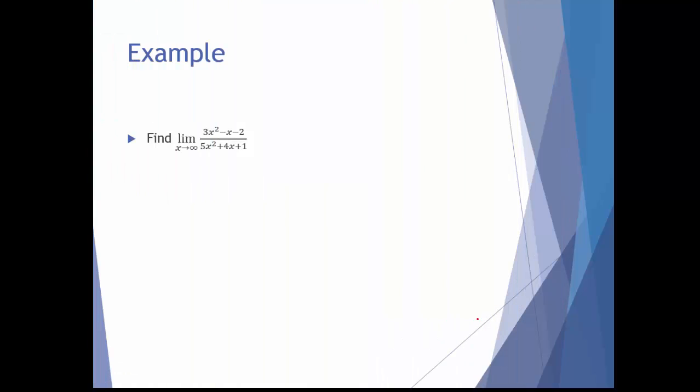For example, let's find the limit as x approaches infinity of (3x squared minus x minus 2) divided by (5x squared plus 4x plus 1). If we try to, I hesitate to call it directly substitute because technically you're not substituting infinity, but if we follow the concept of letting x get infinitely large: in the numerator, you see that we have a quadratic, and as x approaches infinity, quadratics approach infinity. So the numerator is going to get infinitely large. The denominator is also a quadratic, and as x gets infinitely large, so does the quadratic.